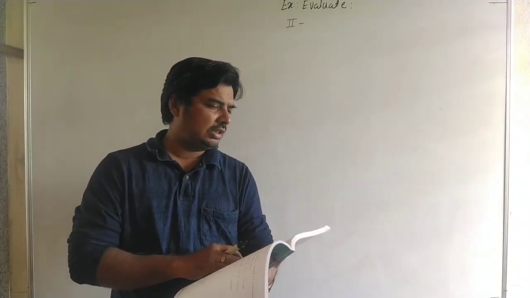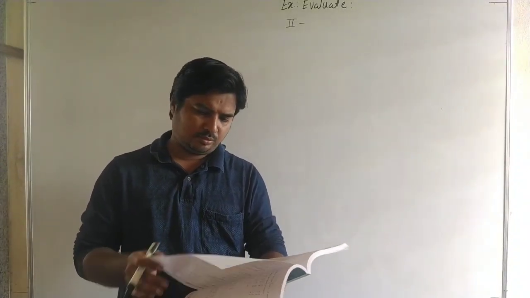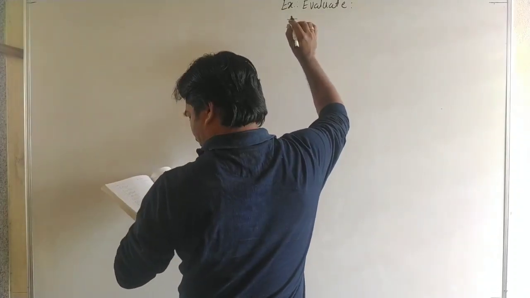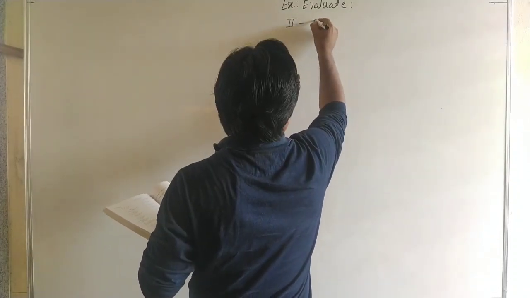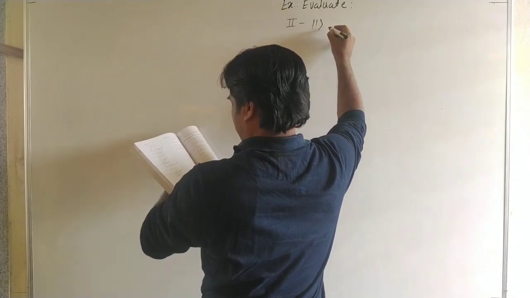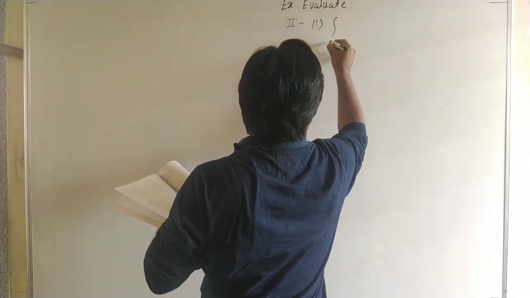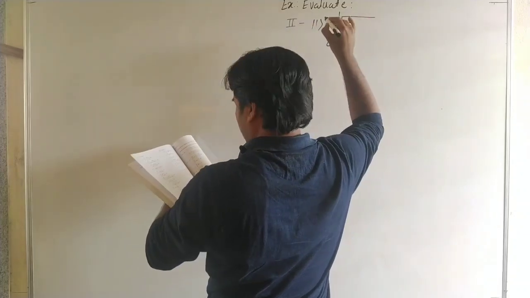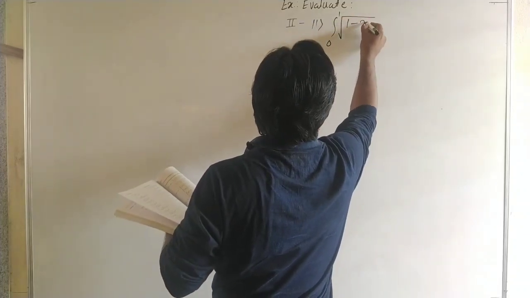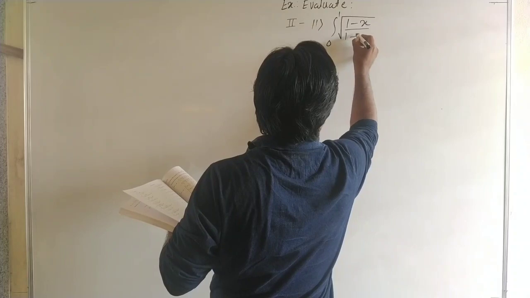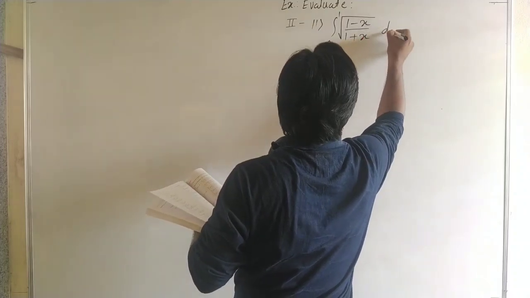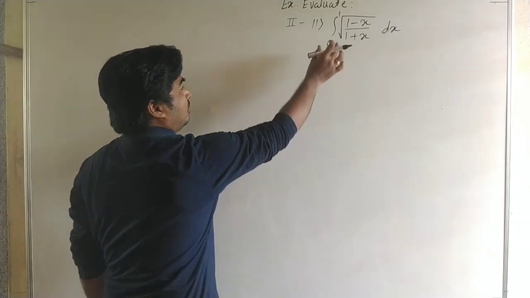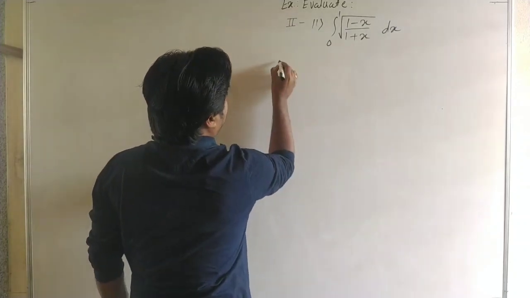Now we continue the examples in exercise 4.2. Here, example number 2, problem number 11: integral 0 to 1 under root of (1 minus x) upon (1 plus x) dx. Okay. Now, first we solve this integral.